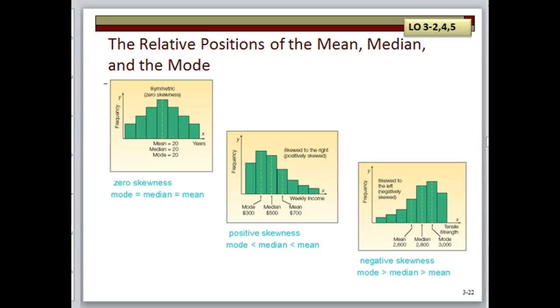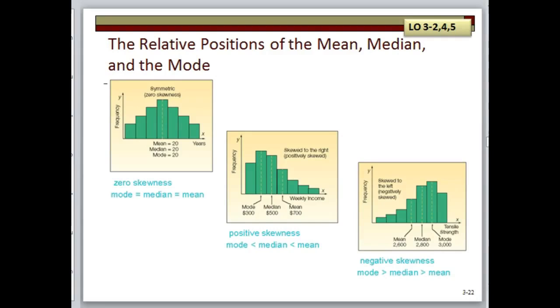The relative positions of the mean, median, and mode of a distribution can indicate whether a distribution is symmetric, which is the same on each side, or if it's skewed. When the mode, median, and the mean are all equal, the distribution will be symmetric and will have a skewness of 0. This is depicted in the leftmost graph.